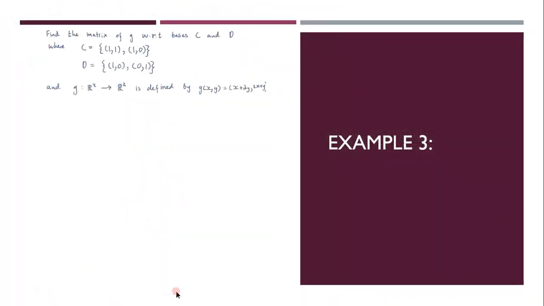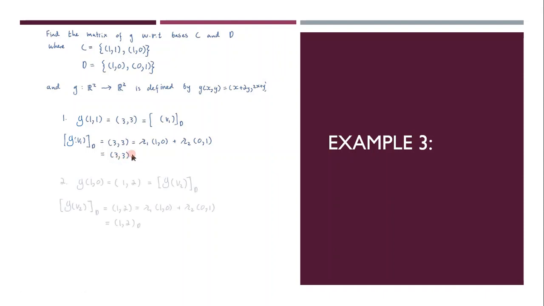Alright, example 3. Find the matrix of G with respect to the bases C and D, where this is our C and this is our D. And our G is mapped from R2 to R2 and is defined by this transformation formula. So as before, we just need to find the image of our first basis vector in our domain and then represent it in terms of the basis vectors of D, in terms of the coordinates. So it's just 3, 3.